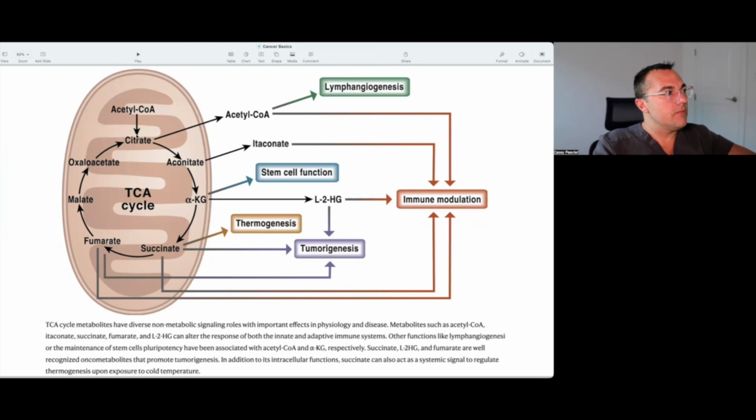So this is another picture of where these intermediates are coming from. Here's acetyl-CoA, here's itaconate, here is alpha-ketoglutarate, here's L2HG, here's succinate, etc. And they're looking at different ways that it can modulate the immune system, stem cell function, or our body's heat mechanisms. But I am in particular really interested in tumorigenesis and immune modulation, because that's going to lead us to cancer creation, maintenance, and that cancer's escape from the immune system and from being recognized.